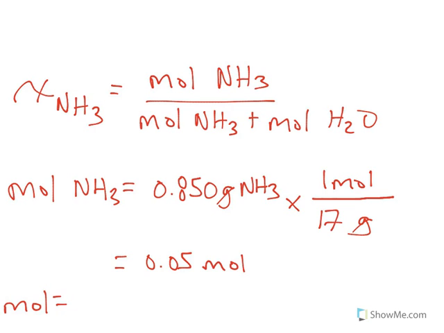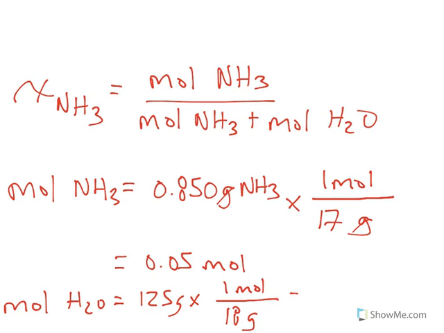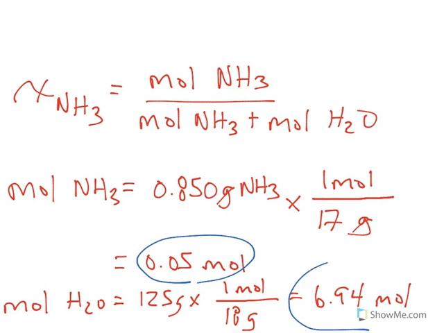For water, what did we have? We had 125 grams of water, and the formula weight of water is 18 grams per 1 mole. And that comes out to 6.94 mole. All right. So we have our moles of ammonia, 0.05, and our moles of water.